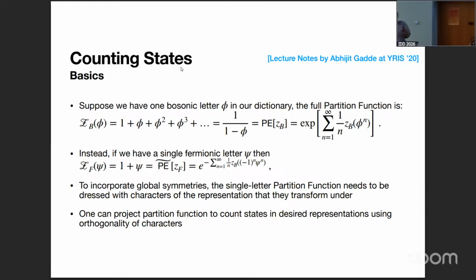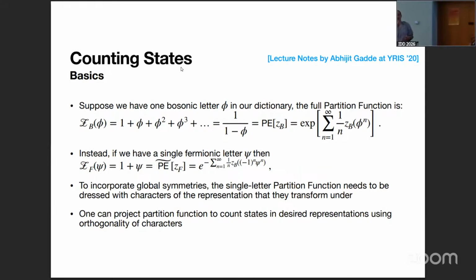And what we want to do next is count how many states there are, so how many superconformal primaries there are at weak and strong coupling. In order to do that, you should use the counting procedure. I will probably not make it clear in this talk how one can do it, but I recommend, and that's how I learned these techniques, the lectures by Abhijit Gadde at the Young Researchers Integrability School 2020. There he explains very nicely how you can do it, starting from quantum mechanics.